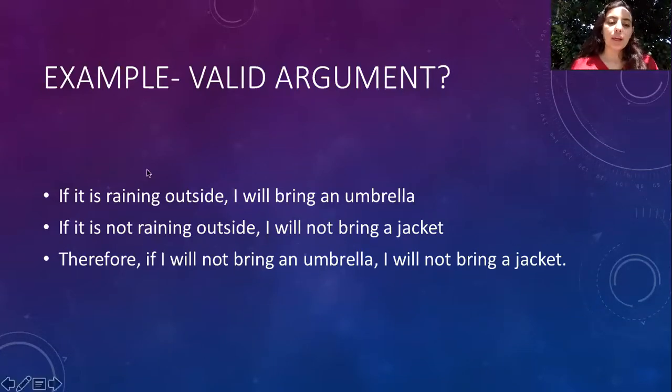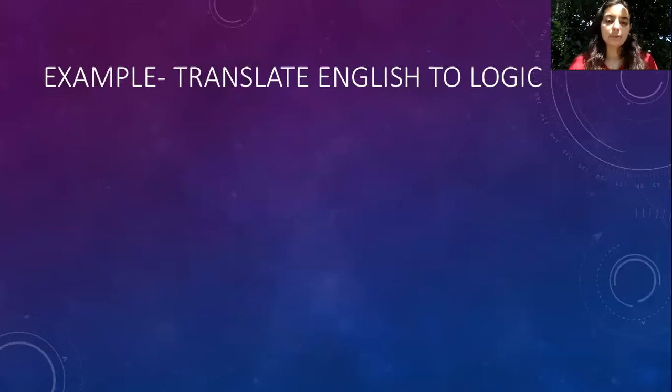But also, you know that if it's not raining, you will not bring a jacket. And so that's what is implied. So if you will not bring an umbrella, what it's implying is that it's not raining. And if it's not raining, we know from the second premise, what will happen? You will not bring a jacket. And so therefore, if I will not bring an umbrella, I will not bring a jacket, that is a valid conclusion, right? So this whole argument is valid because the conclusion follows from the premises. If you don't quite get this, that's totally fine. Definitely email me or let me know, ask your TAs, they're more than happy to help you.